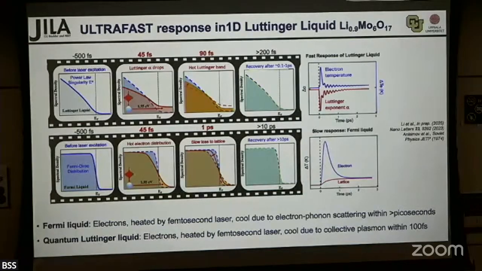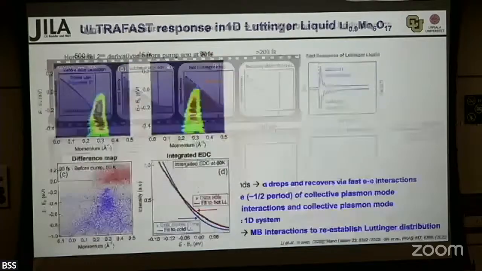But there's got to be dissipation somewhere, and I don't know where. But it's not phonons. Too much using ARPES. Yes, and I'll show you the data now.